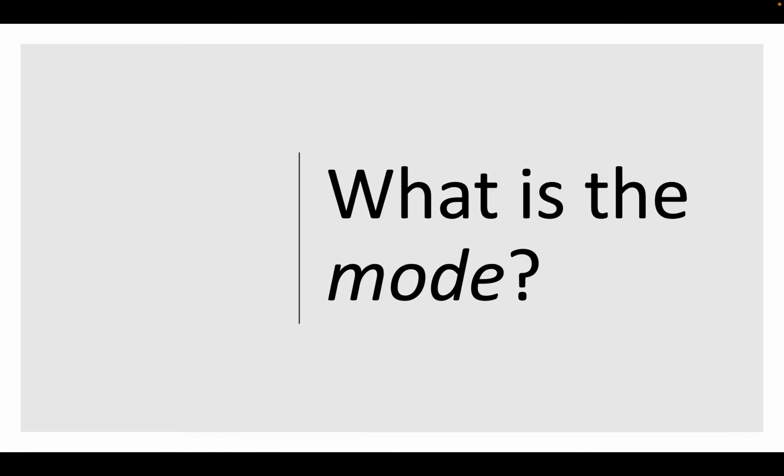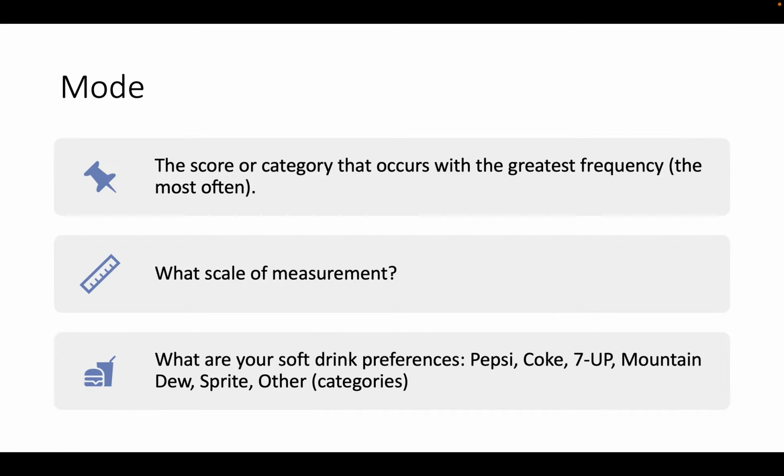So our book defines the mode as a measure of central tendency, the score in a distribution that occurs with the greatest frequency. So put simply, the mode is the one that occurs the most. It's typically used on a nominal scale of measurement, and it has identity, but that's really it. So think about something like your soft drink preference: Pepsi, Coke, 7-Up, Mountain Dew, Sprite, other categories. You could assign a number to each one of these categories, and really it gives them identity, but nothing else.